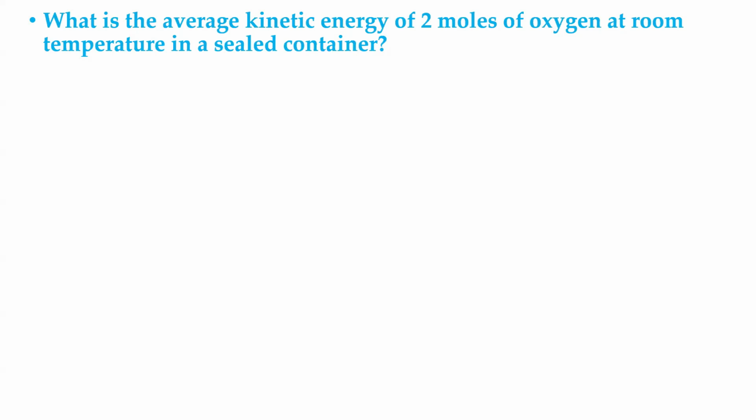Today we are going to look at how we calculate the average kinetic energy of a molecule. Generally, we have two formulas that are used in calculating the average kinetic energy of a molecule. So we have a formula for calculating the average kinetic energy of an ideal gas for molecules, and the formula is E equals 3 over 2 kBT.